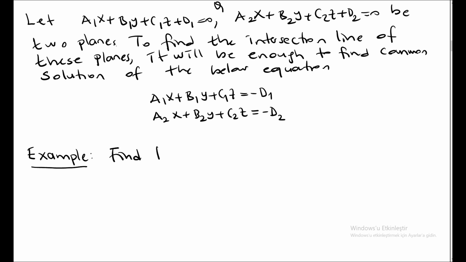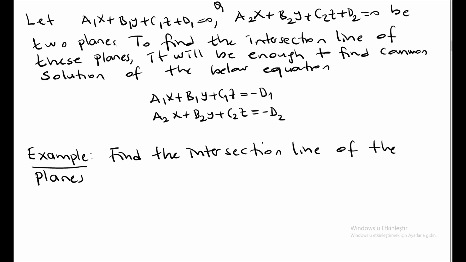Find the intersection line of the planes 2 times x plus y plus z plus 1 equals 0, and x plus 3 times y plus 2 times z plus 5 equals 0.